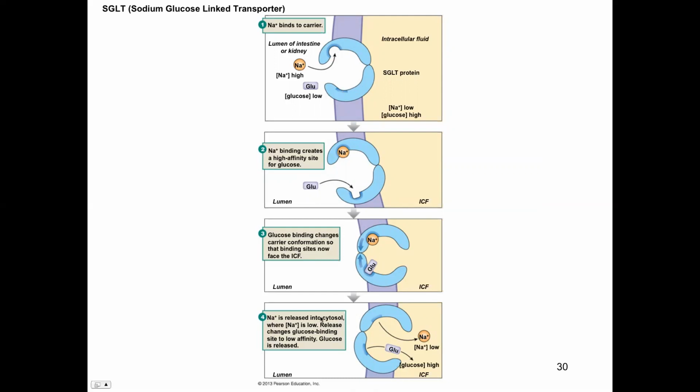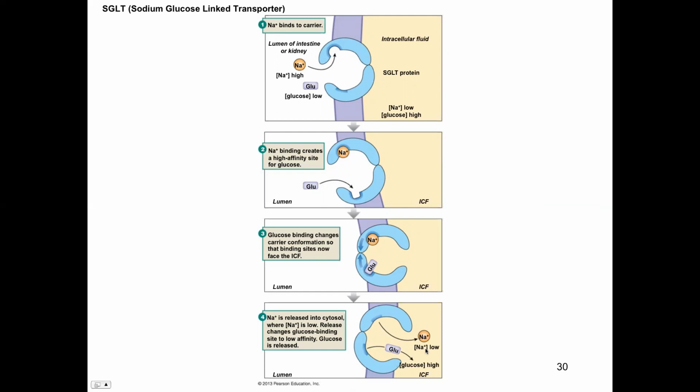Okay, so sodium is released to the cytosol where the sodium is low. Release changes the glucose binding site to low affinity, and glucose is then released. All right. So again, the sodium is going to bind to the transporter. It's a high affinity binding site. This then cues in and makes this part of the transporter very attractive to glucose. Glucose then binds to it. That then causes the protein to change its shape. It opens to the inside. Now sodium is going to be released because the sodium concentration is low here. And that changes the binding affinity for glucose on this area, and glucose is let go, all right?